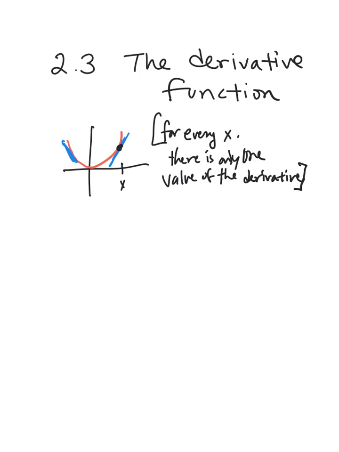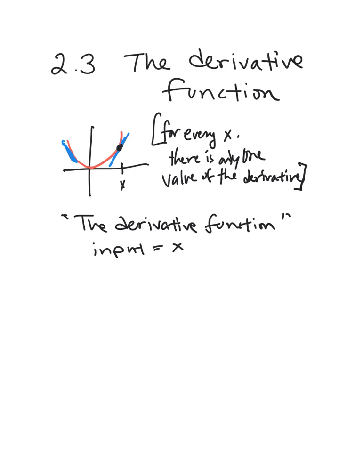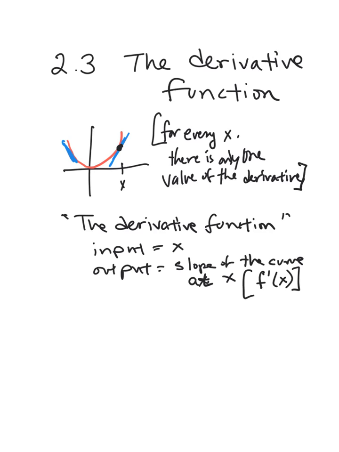And so we use the derivative function as a term to describe that the input is an x value and the output is the slope of the curve at that point x. Or another way that we can write that is f prime of x.